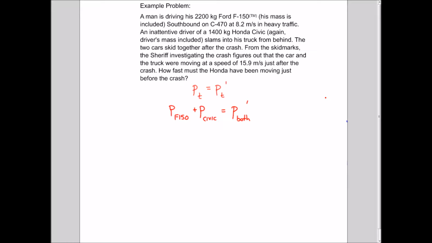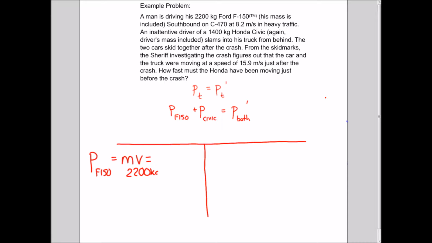So I'm going to set up a little chart area where I can do my before and after and keep them separate from each other. Over here, I'm going to find the momentum of the F-150 by taking its mass times its velocity. So that's going to be 2,200 kilograms times 8.2 meters per second. When I do that on my calculator, I come up with 18,040 Newton seconds.